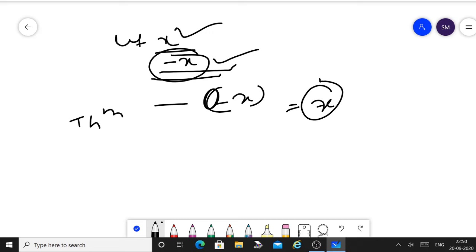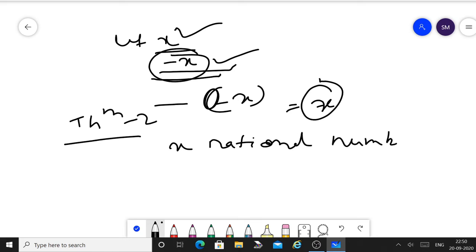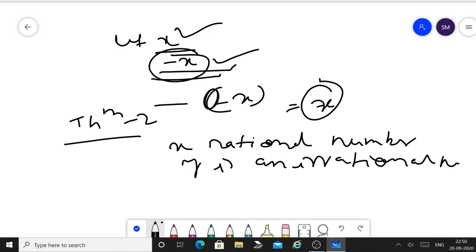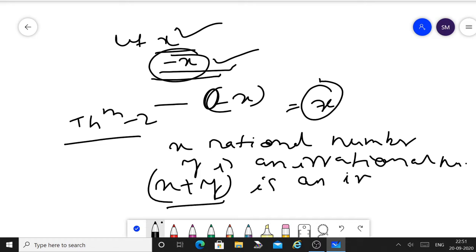Then what is theorem 2? The sum of a rational and an irrational number is an irrational number. Let x be a rational number and y be an irrational number. Then according to the theorem, x plus y is an irrational number.